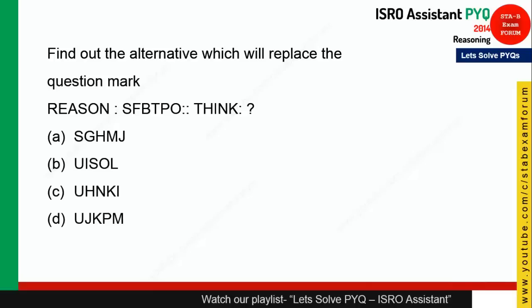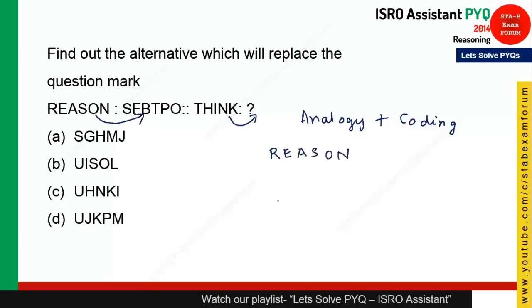Time's up. Student, this question is from analogy plus coding decoding. This is a combination of the two. This word is coded as this, so you need to code that similar pattern with this word, think. Let's first find out the encryption form for the word reason, and how it is encrypted.